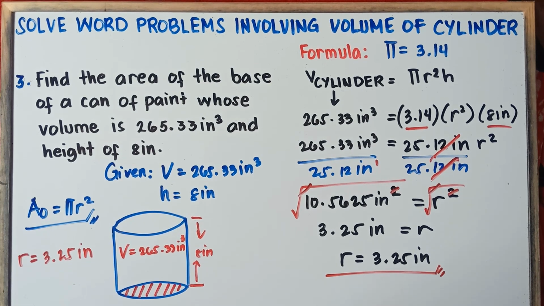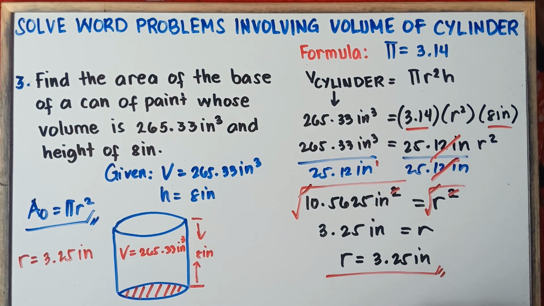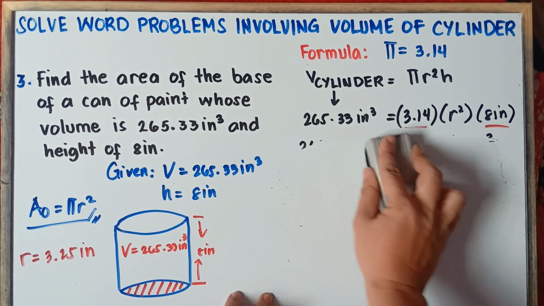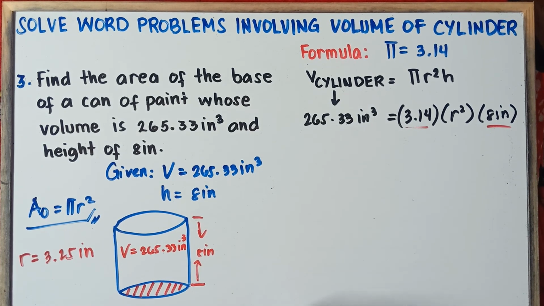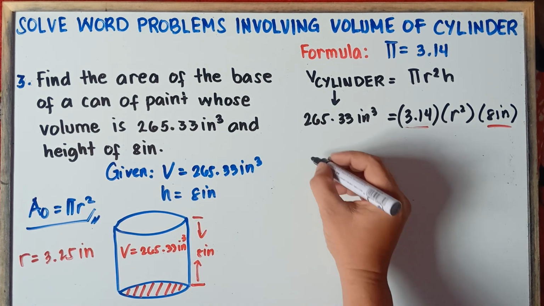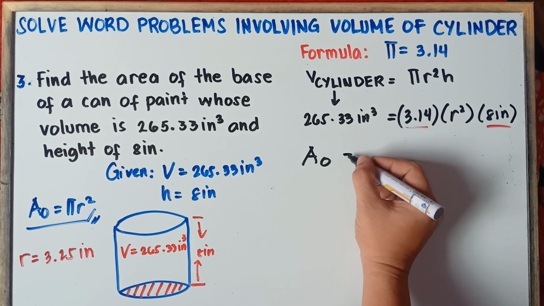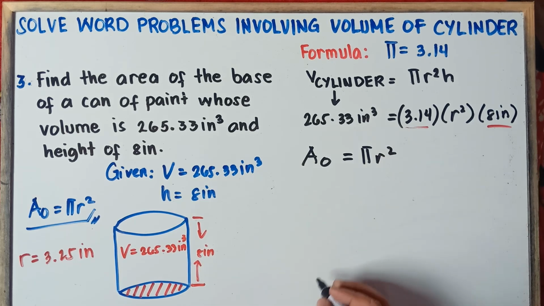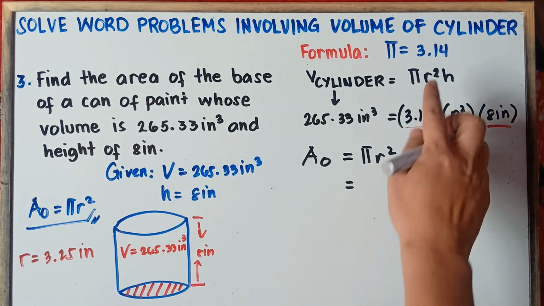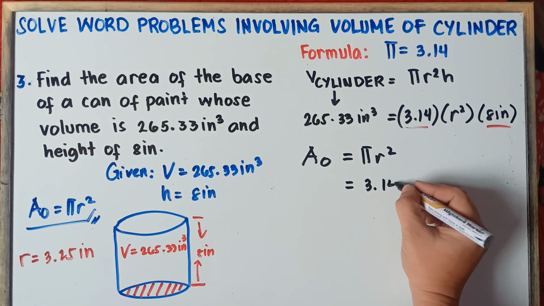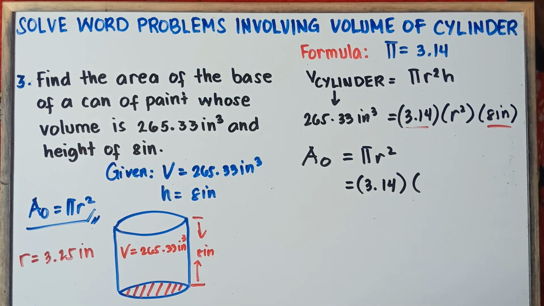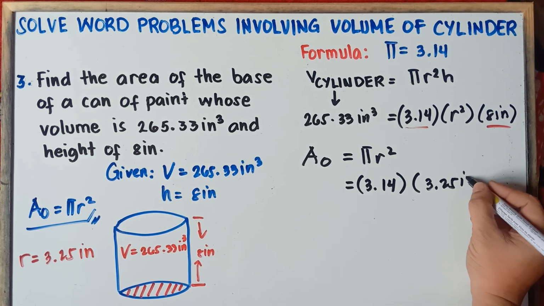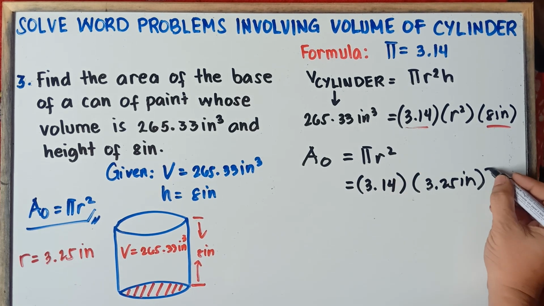Alright, so last step, class, we need to find the area of the base. Let me just erase this one because we don't have enough space. To find the area of the base, that would be the area of the circle, that would be pi r squared. The value of pi is 3.14, multiplied by the radius, which is given as 3.25 inches. And do not forget squared.